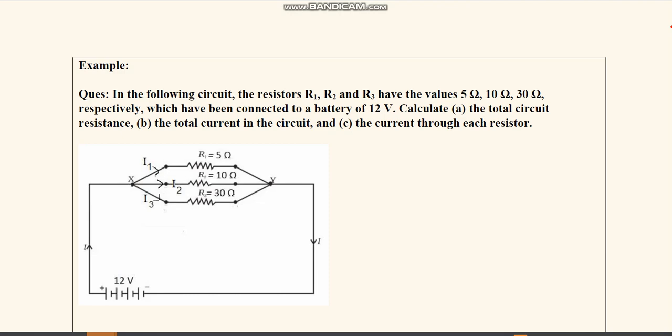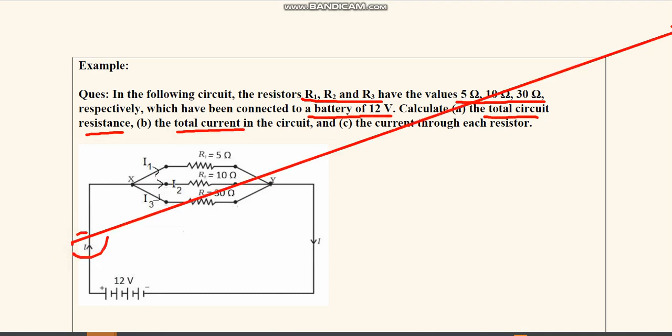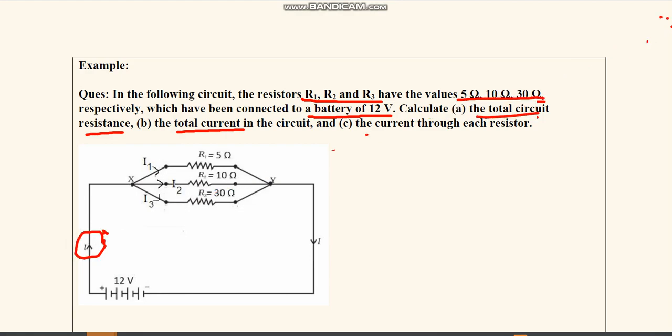Now let us solve one question relating to parallel combination. Here you are given three resistors R1, R2 and R3 connected in parallel. Their values are 5, 10 and 30 ohms respectively. They are connected across a battery of 12 volt. You need to find the total circuit resistance, that is the equivalent resistance, the total current in the circuit, that is this current, and the current through each resistor.